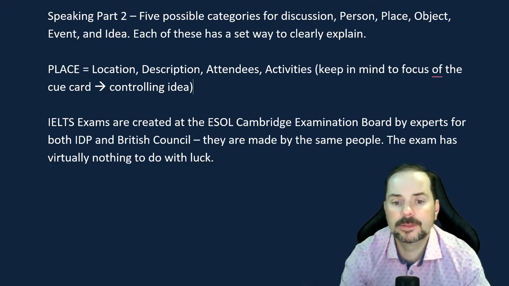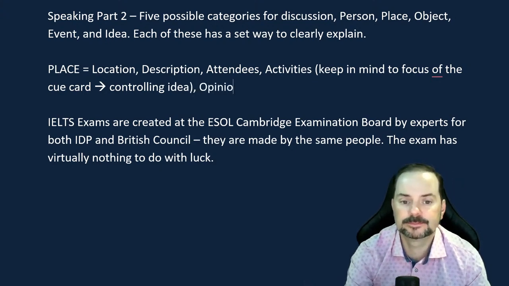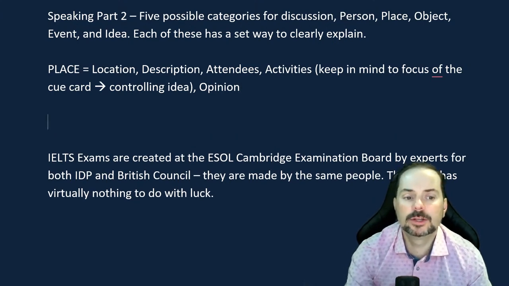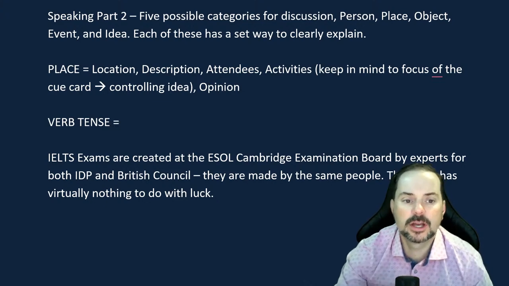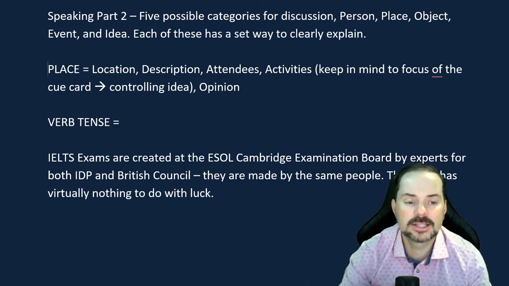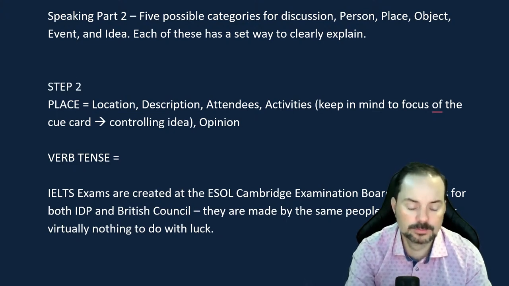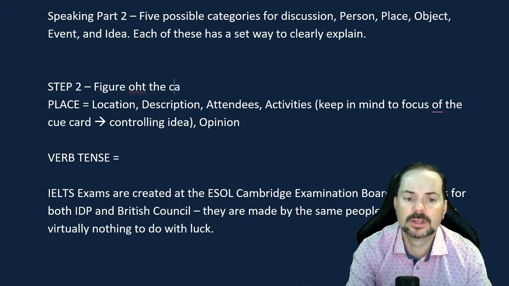Now, the last part that you might want to include is your opinion. Okay, so what is your opinion? Now here, also we want to figure out the verb tense of this cue card. So this is our second step. Okay, step 1 is to read the cue card carefully. Step 2, figure out the category and the verb tense.